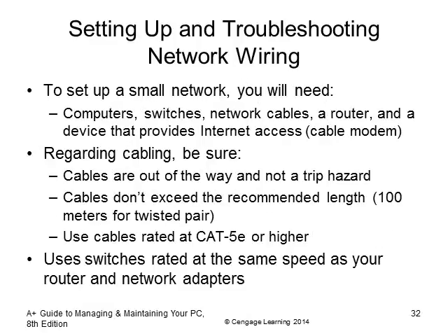So if you're going to set up a small network, you're going to need computers, switches, network cables, router, and a device that provides internet access, for example, a cable modem. When you're talking about cable, make sure that cables are not going to cause somebody to trip and fall, that they do not exceed the recommended length. So the recommended length is 100 meters for twisted pair. And then you also want to stick with cable that is rated at Cat5e or higher. Make sure that the switches that you're using are the same speed as the router and the network adapters. If you have devices that run at different speeds, your entire network will run at the slowest speed.